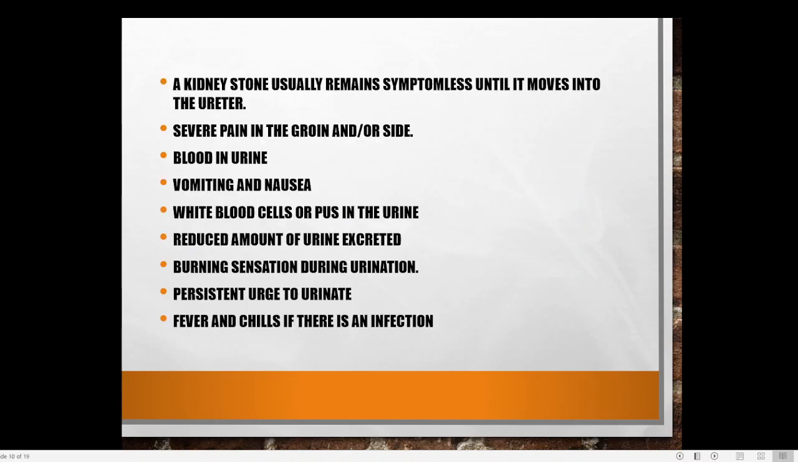Then vomiting as well as nausea. Nausea means the feeling of wanting to vomit, and vomiting. Both can happen. Then, WBC or pus in the urine. Normally a few WBC can be present in the urine, but too much WBC, or white blood corpuscles or pus cells, can also be present in the urine.